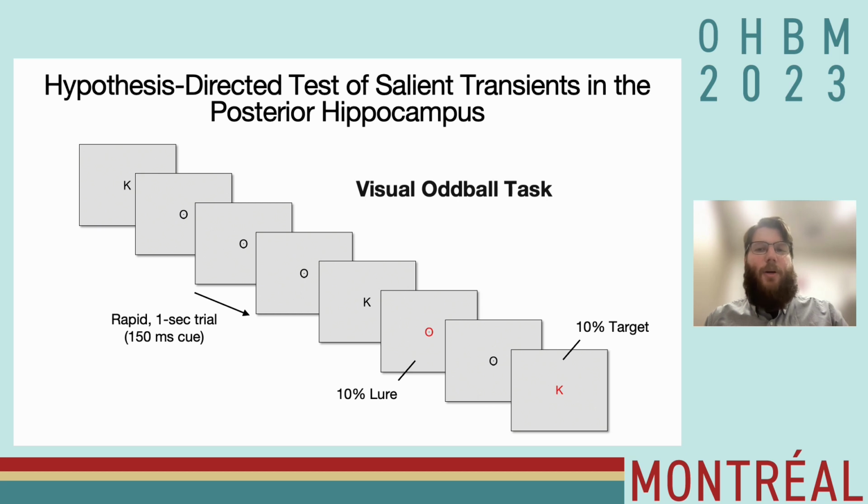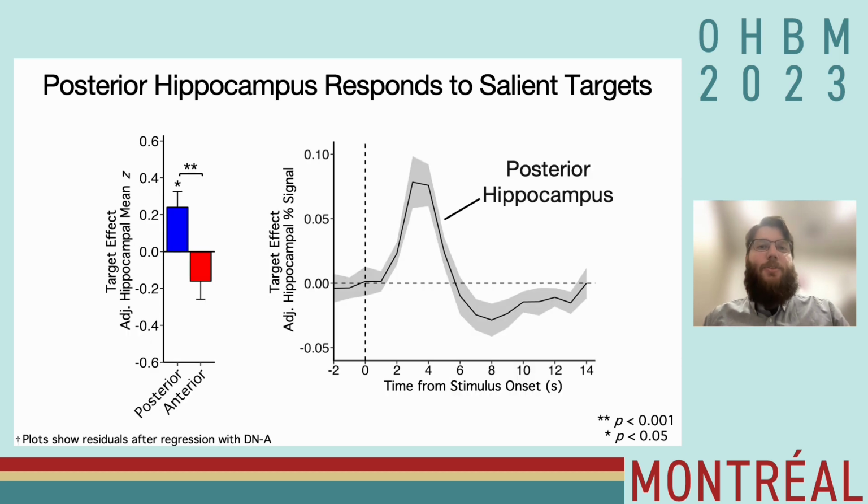Across all of our participants, whenever an individual saw this salient target letter, there was a transient increase in activity within the posterior hippocampus. You can see on the left that this response is only present in the posterior hippocampus, while this plot on the right, showing the average percent signal change within the posterior hippocampus, highlights how transient this response to salient targets is.